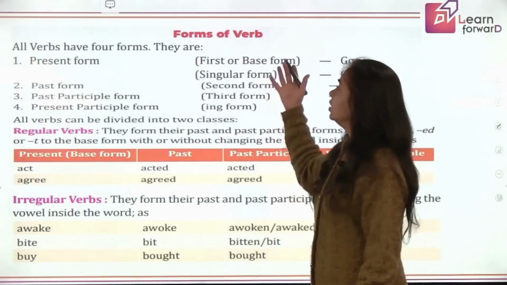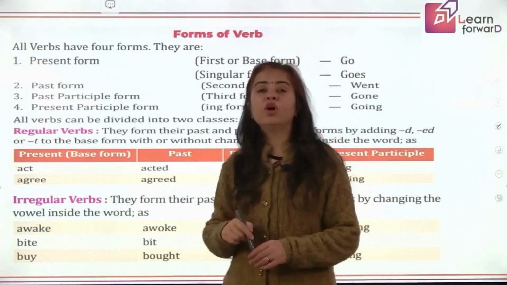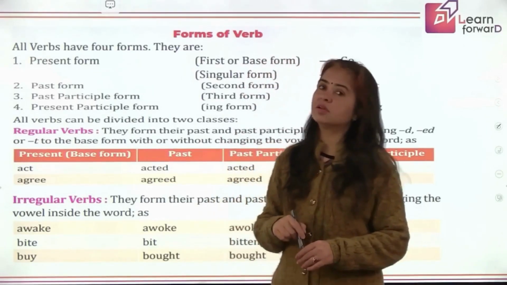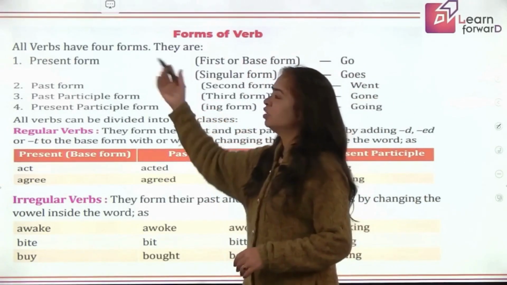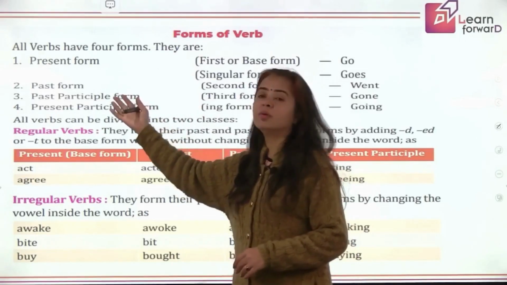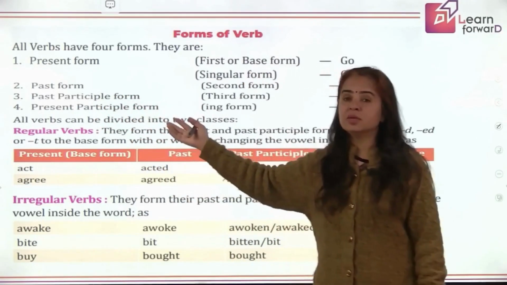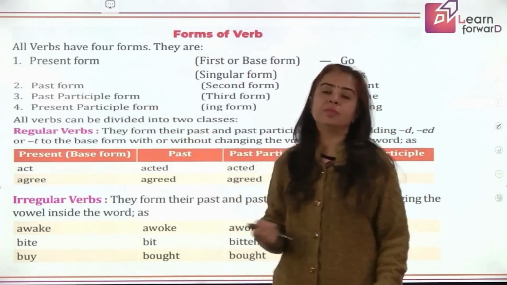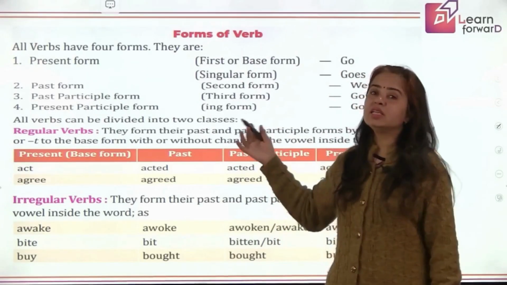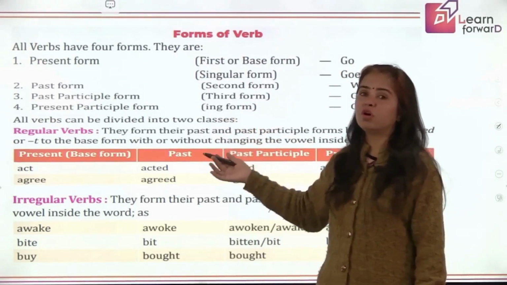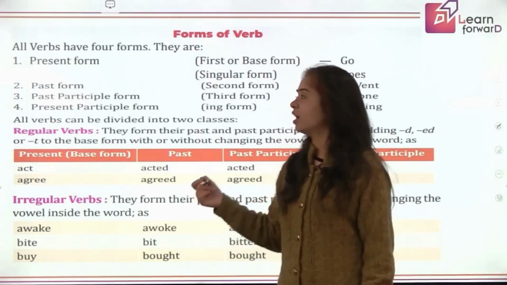Next is the forms of verbs. Now what are the different forms of verbs, children? We have the present form of the verbs, the past form, then we have the past participle form and the present participle form. What are these? And we use these different forms in different tenses that we'll learn ahead.